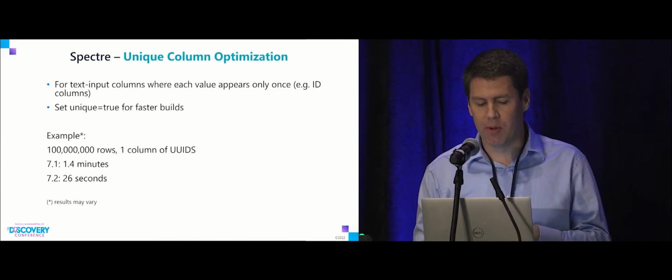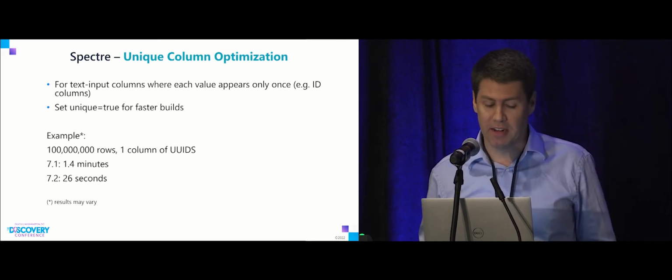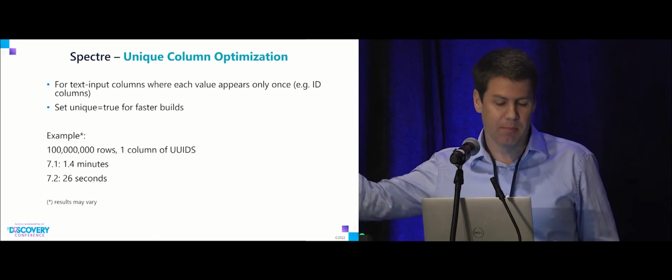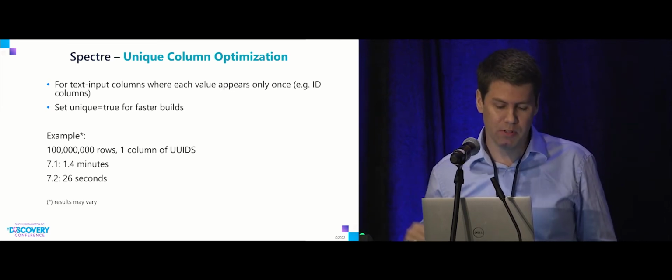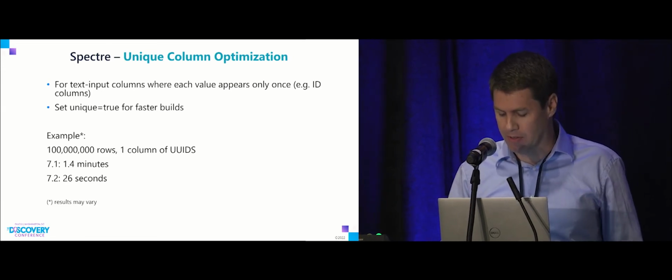Similarly, another crazy situation related to this is if you know every value is going to be unique, you can tell Spectre that, and it can do things much more quickly. So here's an example, same example, 100 million rows going from 1.4 minutes to 26 seconds on the build there, just because you're able to give us that insight.